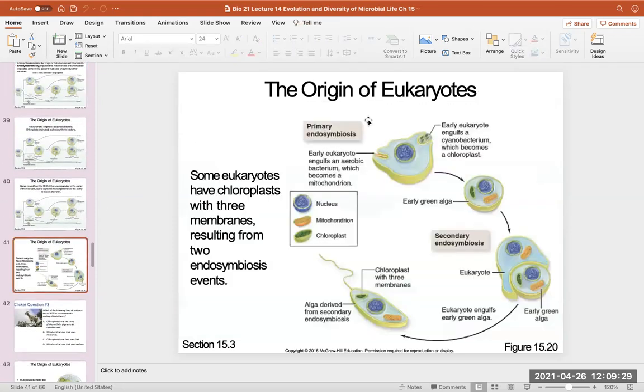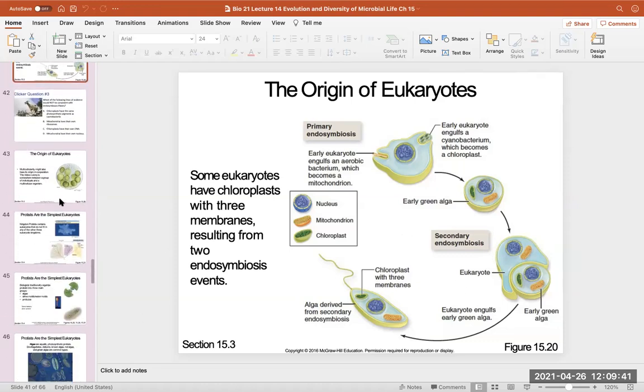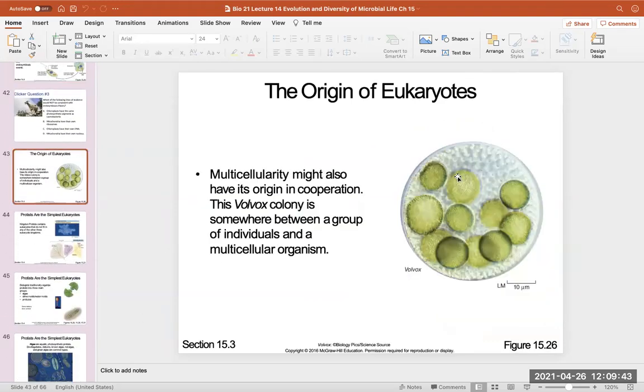And then sometimes there is a secondary endosymbiosis. That's when an even bigger organism ate that organism that had already eaten the mitochondria. So that's secondary endosymbiosis. Then the bridge between single cell organisms and multicellular organisms is Volvox. You have all these cells there, and these are the reproductive structures. So this is when it became multicellular.